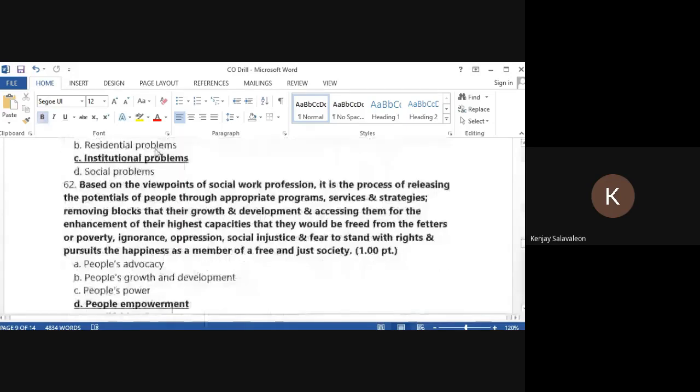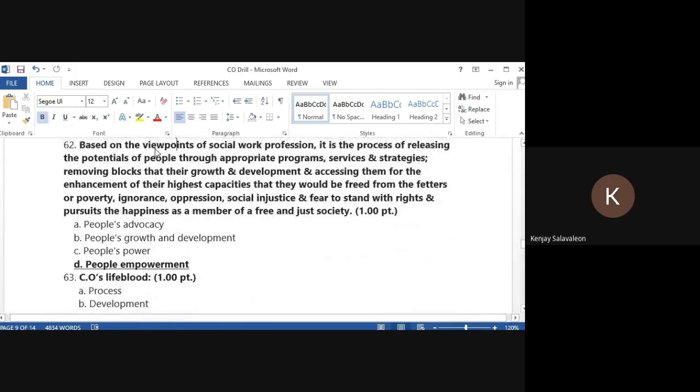Okay. 62. Based on the viewpoints of social work profession, it is the process of releasing the potentials of people through appropriate programs and services and strategies by removing blocks to their growth and development and accessing them for the enhancement of their highest capacities. So, ang tinutukoy dito is people empowerment. People advocacy, consciousness raising. People's growth and development, the realization of their aspiration. But when we say people empowerment, you cannot empower without first removing the blocks to their growth, and after that, provide them the opportunity to access an enhancement of their highest potential or capacity. So that is people empowerment.